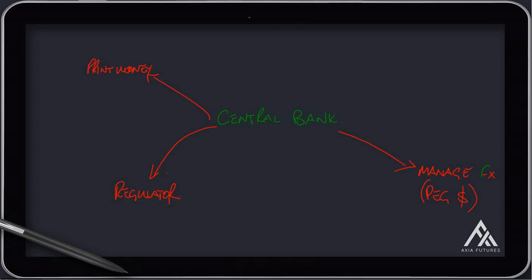Now the key thing that we're looking at is monetary policy. That's where the trade opportunities are. That's where your money can be made on central banks, and that's what we're going to tackle. So that's your key focus. Let's have a quick look at what the aim of monetary policy is, and then also how they go about implementing monetary policy.